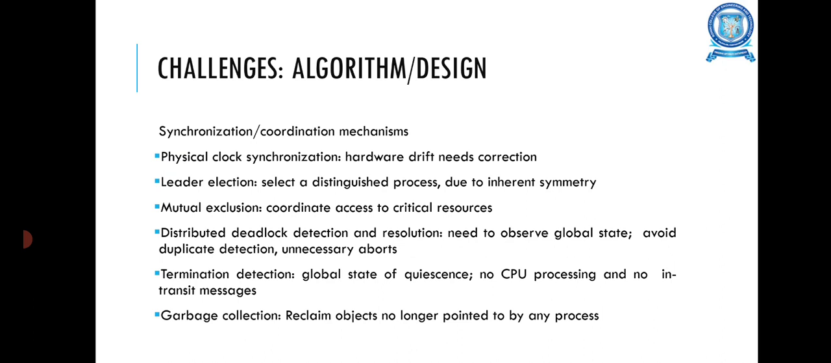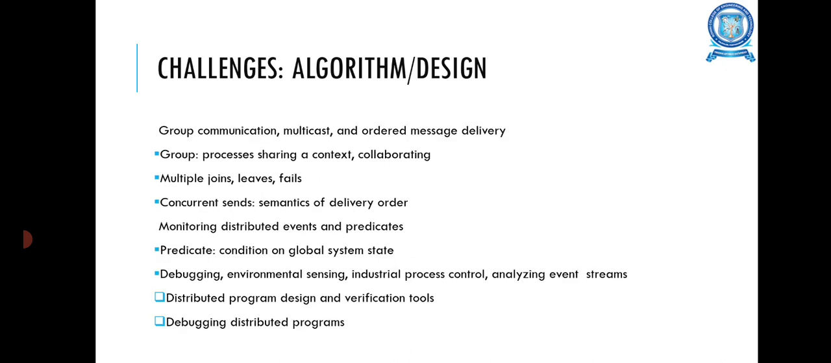The next one is leader election. The next one is mutual exclusion. That means coordinating access to critical resources. The next one is distributed deadlock detection and resolution. The next one is termination detection. The next one is garbage collection, that reclaims objects no longer pointed to by any process. The next one is group communication, multicast and ordered messages. It includes process groups, multiple joins, concurrent sends, then monitoring distributed events and predicates. Predicate means a condition on a particular system state.